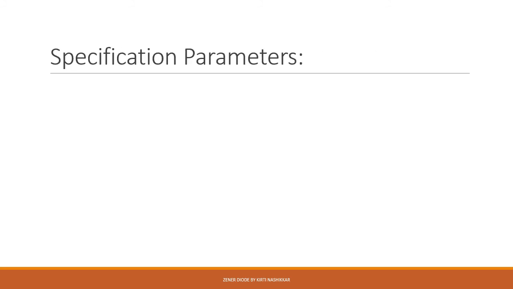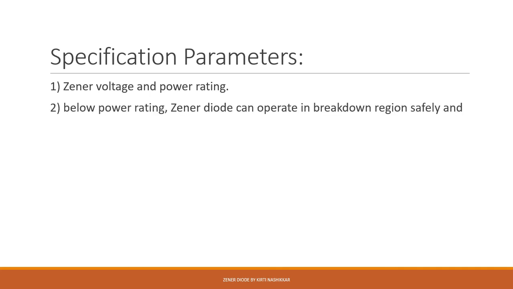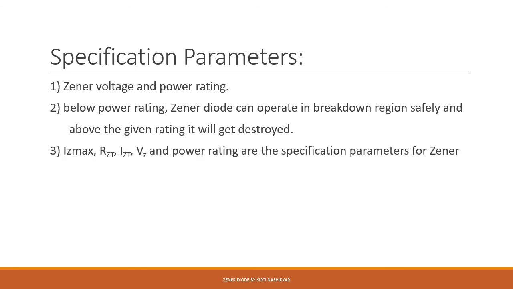Now the specification parameters, which I have told you earlier: if we are not familiar with the specification, we can damage the Zener diode. So it must be known to us what the limits of the Zener diode are, up to which value we can apply the current or voltage or power, etc. The power rating is very important regarding the Zener diode. Below the power rating, the Zener diode can operate in the breakdown region safely, but above the power rating, it can get damaged or destroyed. So IZ max, RZT, IZT, VZ and power rating are the specification parameters for a Zener diode.